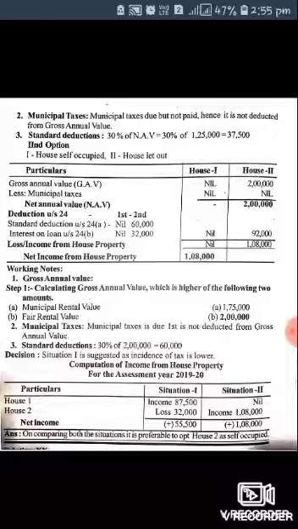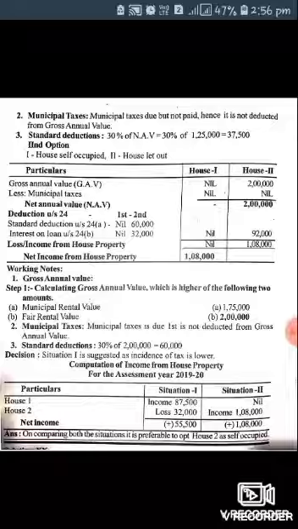So let's see the working notes. Calculating the gross annual value. Municipal rental value is 1,75,000, and the fair rental value is 2 lakhs. So the higher of the following is 2 lakhs, so it is taken as the GAV. Municipal tax is not paid, so it's not given as deduction, and standard deduction is 30% of 2 lakhs, so 60,000 is the standard deduction.